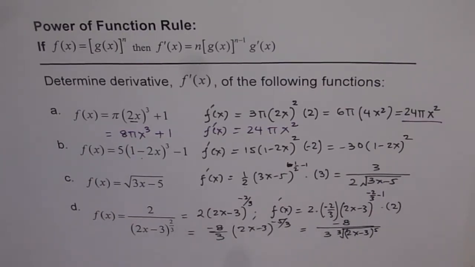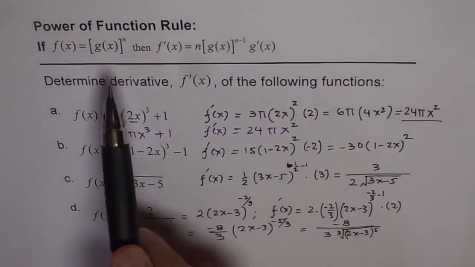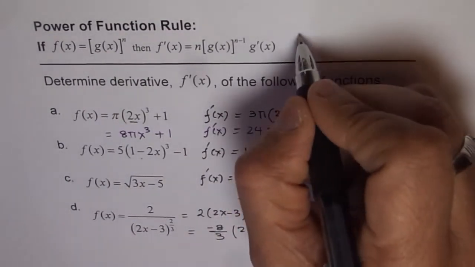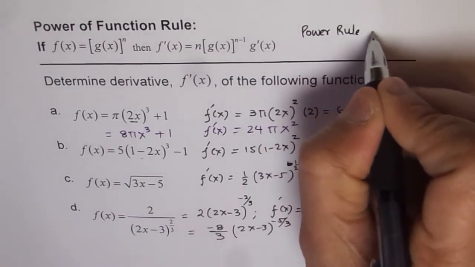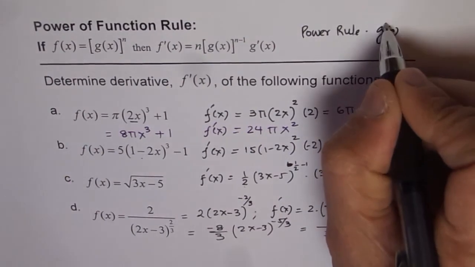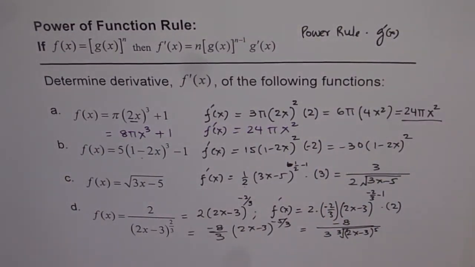Anyway, the idea here is to explore how to use the power of function rule. The rule is to apply the power rule and multiply by the derivative of the function itself. So it is basically the power rule times the derivative of the function itself, that is g dash x, right? That is how it is. I hope you understand. Thank you.